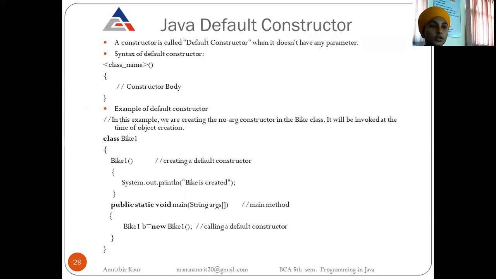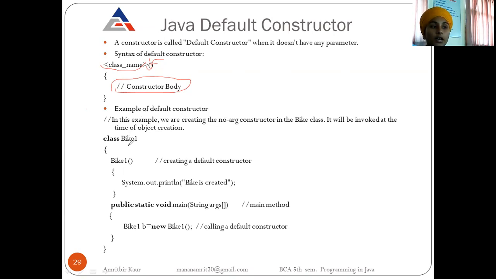So, the syntax for a constructor. Firstly, we write our class name, then parentheses, and there will be no parameter, because in a default constructor there is no parameter. That's why these parentheses are empty. Then a pair of curly braces, which define the body of the constructor. Here we can write our initializations. Now let us understand this topic with the help of an example.